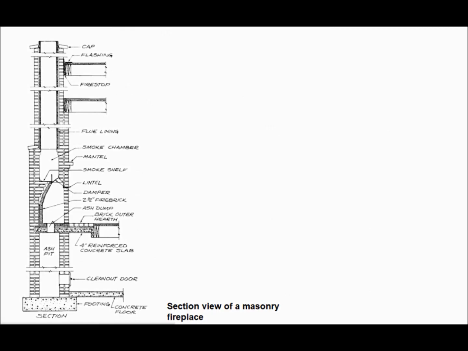Firebox. The firebox is the area where the fire is built. In all wood-burning masonry fireplaces, the firebox is constructed of 2 layers of masonry, as shown in this figure. Each layer is called a width. The floor of the firebox consists of firebricks laid over a concrete base. The concrete base may extend beyond the face of the firebox to support the hearth.